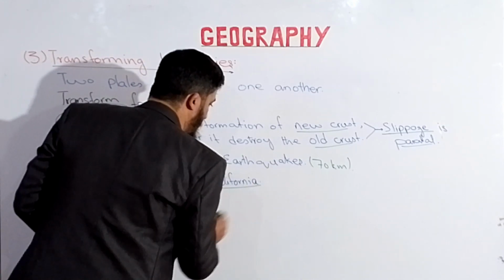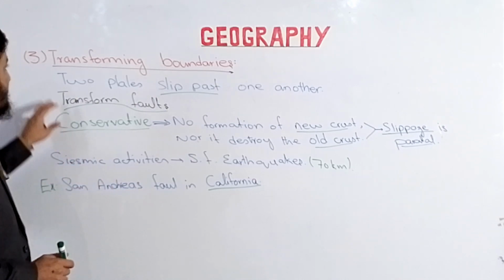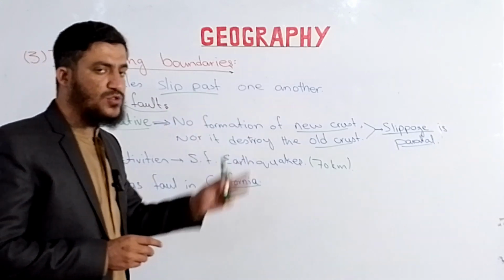The major example of a transform boundary is located in California, a region of the USA, called the San Andreas Fault. Transform boundaries also exist in the northern regions of Pakistan as well as some parts of Balochistan.